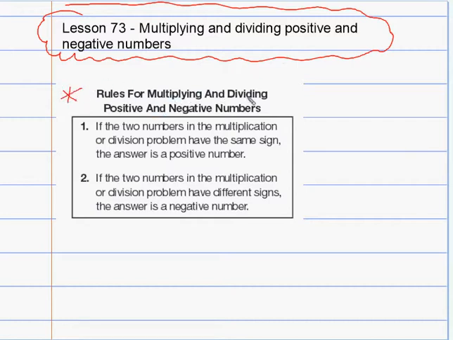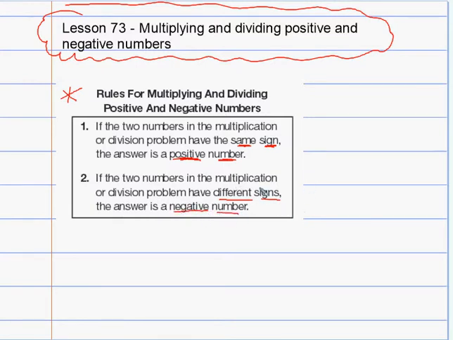When you're multiplying and dividing positive and negative numbers, the first scenario is if the two numbers in the multiplication or division problem have the same sign, then the answer is a positive number. And the second scenario is if the two numbers in the multiplication or division problem have different signs, then the answer is a negative number.